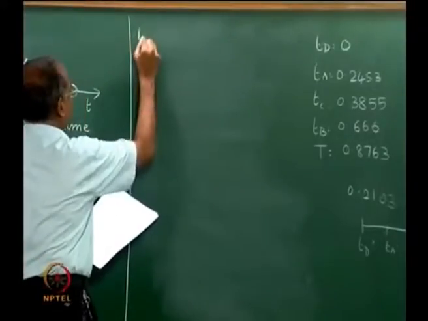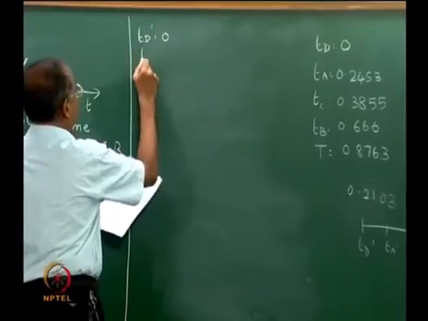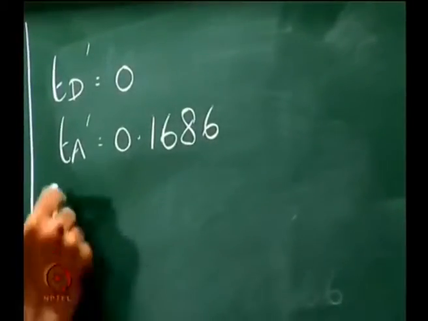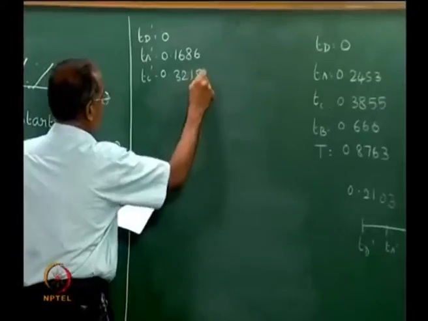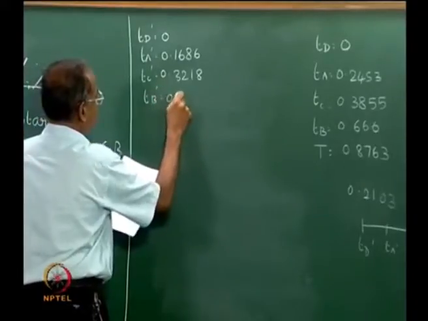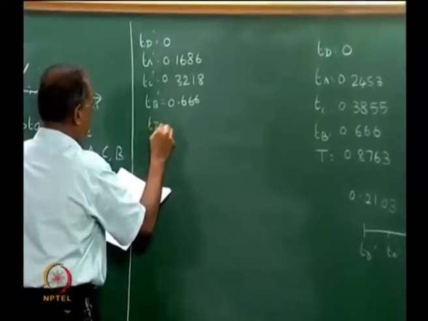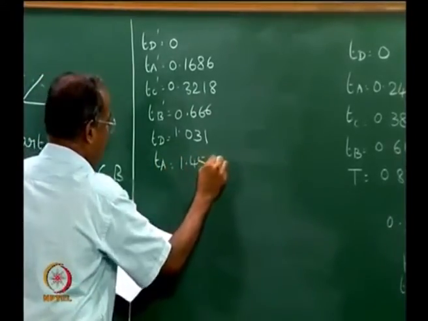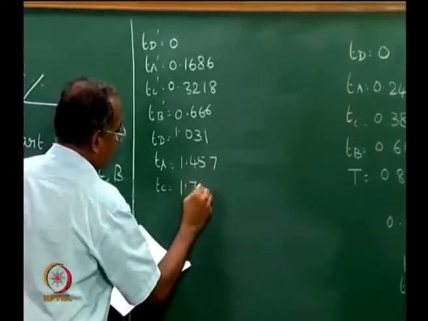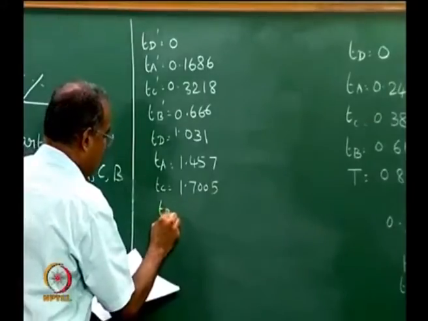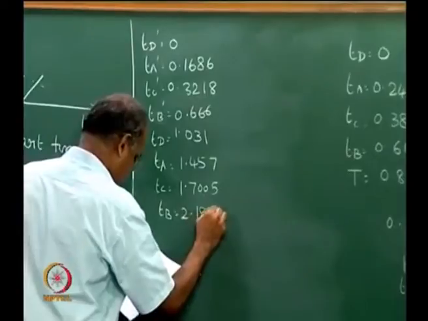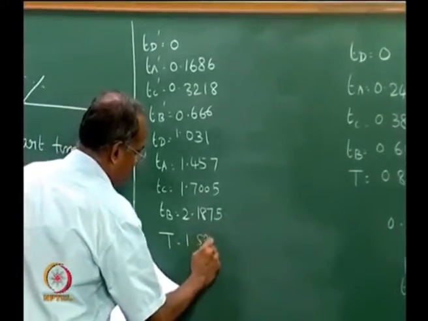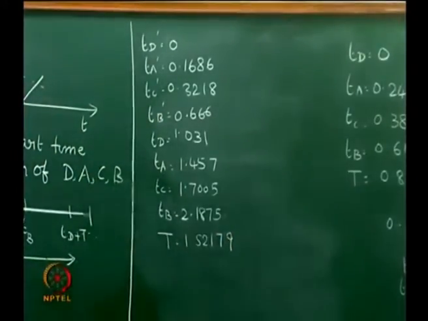Td dash is 0, TA dash is 0.1686, TC dash 0.3218, TB dash 0.666, TD 1.031, TA 1.457, TC 1.7005 and TB 2.1875 and T, capital T, 1.52179. That is the capital T cycle.